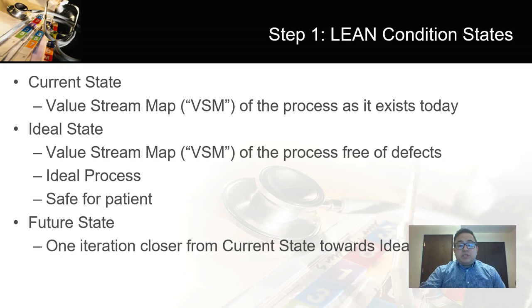The first step in understanding value and creating an effective value stream map is understanding states. In Lean, there are 3 primary states under inspection: a current state, an ideal state, and a future state. The current state outlines a process with all of its waste and defects as it exists today. The ideal state is a vision for what a waste-free process would look like.